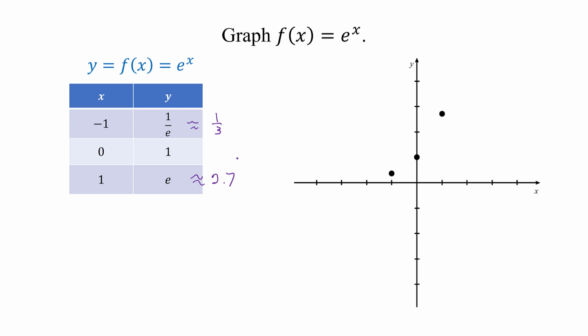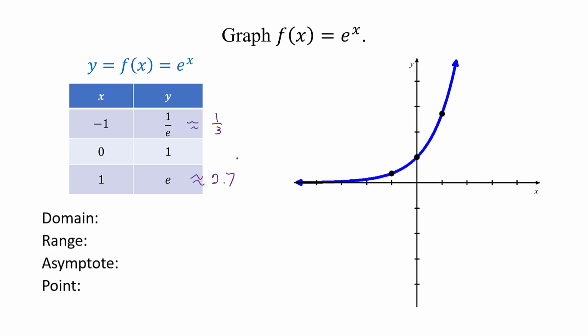Then we connect these 3 points on our graph with a nice smooth exponential curve here, and note that the domain is all real numbers, the range is all real numbers greater than 0. The asymptote here is y equals 0, and the graph includes the point 0, 1.